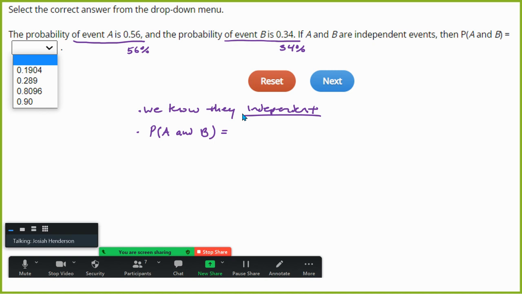Can anyone finish this formula, this statement I have in purple in the center? Probability of A and B for independent events. Does no one have it written down? I know you do.